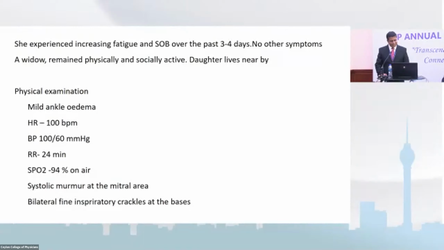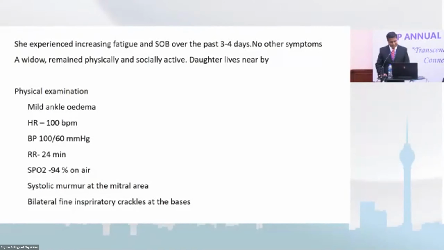She had a systolic murmur at the mitral area and bilateral fine inspiratory crackles at the base. So all these things come together: mild edema, bilateral inspiratory crackles, some murmur, a bit of tachycardia. What we thought is whether some cardiovascular problem is happening. So she had a single fall with worsening fatigue and shortness of breath.